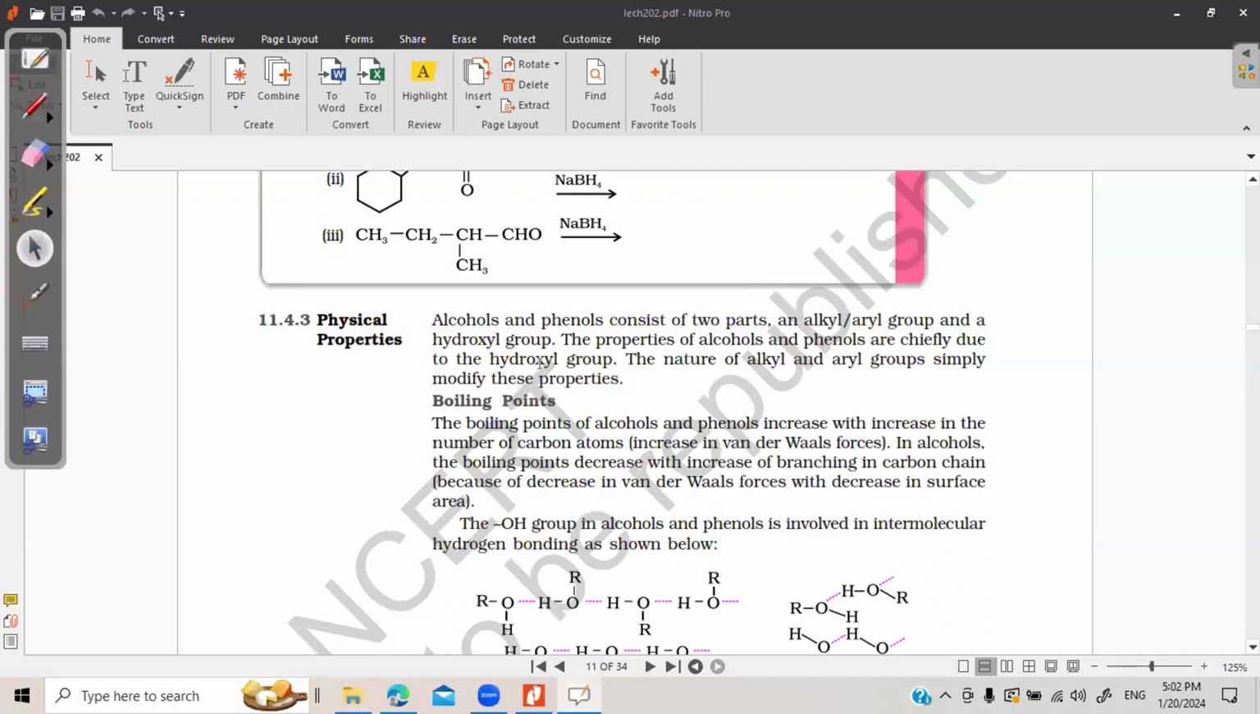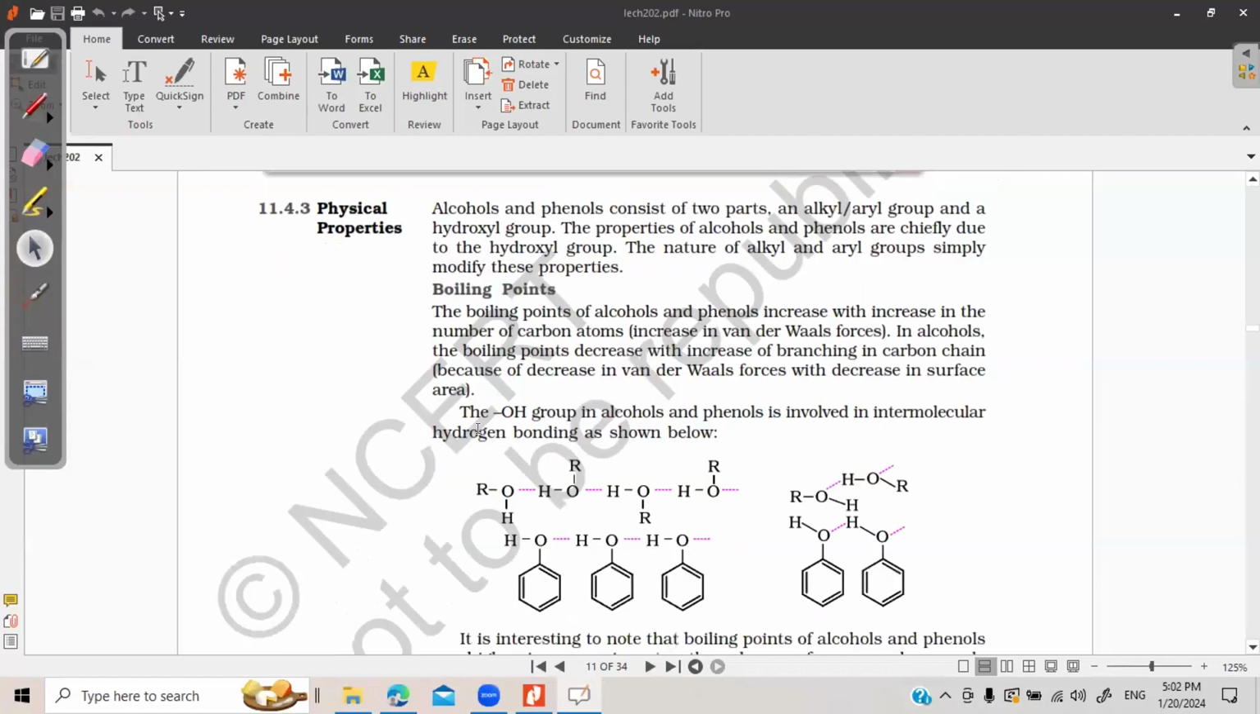In the physical properties, the boiling point of phenol is comparatively higher. The first basic reason is that its molecular mass is quite higher, but at the same time, we can see that the OH group, the hydroxyl group present on the benzene ring, is making a hydrogen bond. You can see here the hydrogen bond. So there is intermolecular hydrogen bonding, and because of this, the boiling point of phenol is high.